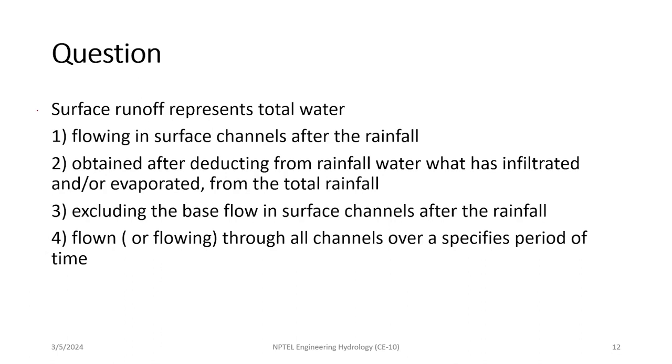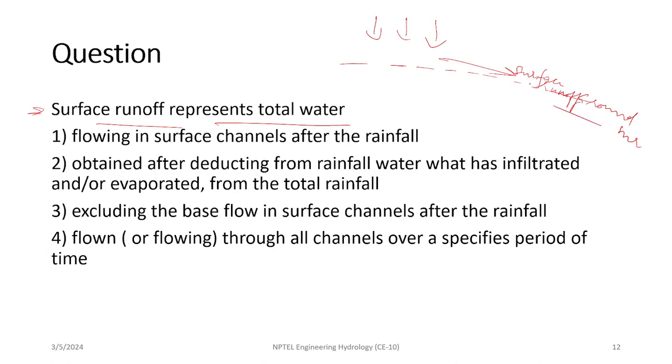Now the next question is, surface runoff represents total water. So it is asking about this: we have the ground surface, rainfall is occurring somewhere, and now surface runoff is happening. Now we have to say how this surface runoff is occurring.